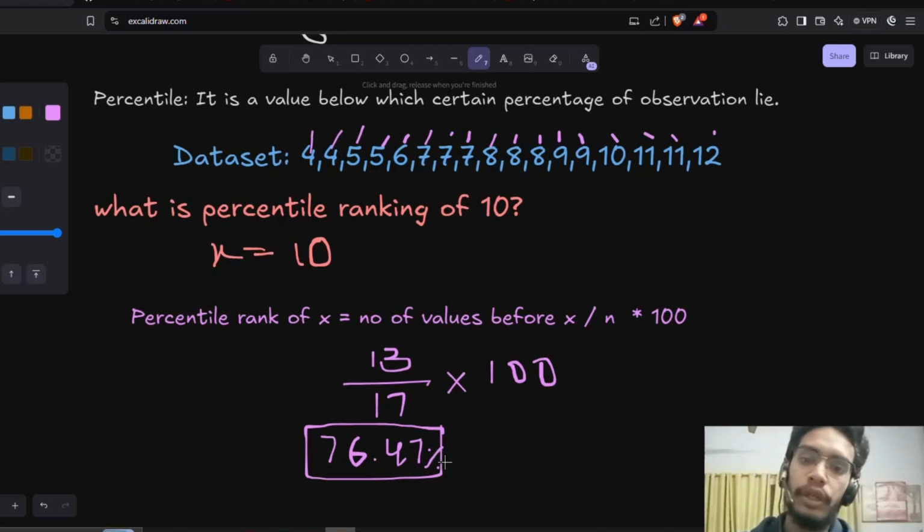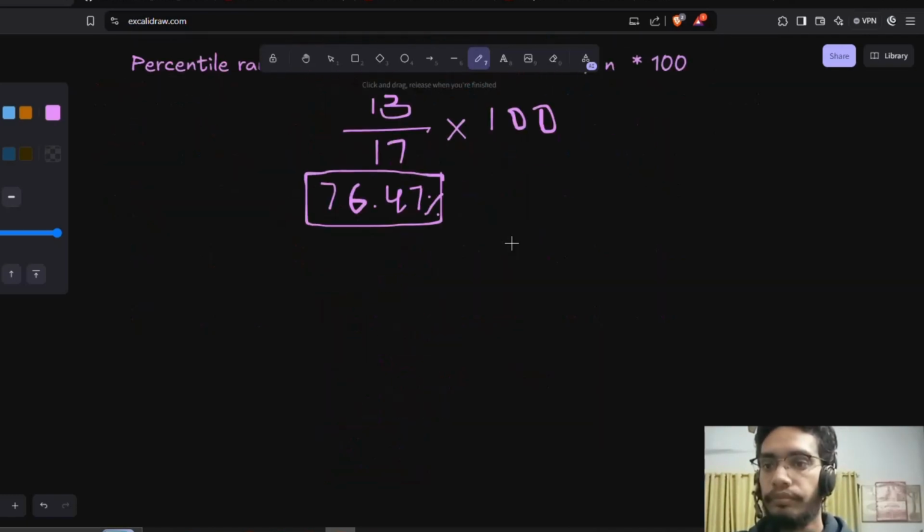So what does that mean? 76.47% of all the distribution lies below the value 10, right? So 76.47 percent of the distribution present in your data set lies below 10. It's less than 10.